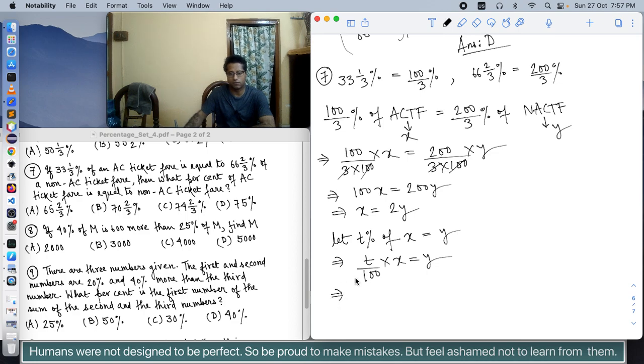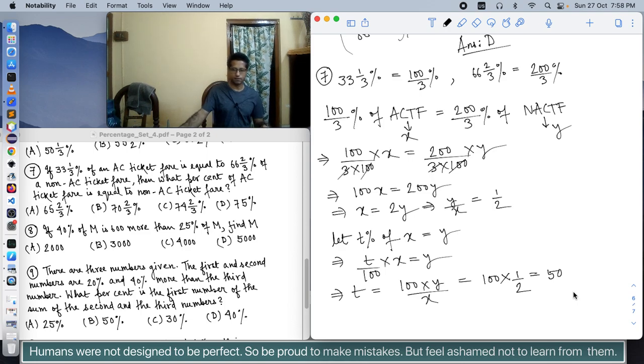So this implies we have to find T. T is equal to 100 multiplied by y by x. So we just need the value of y by x, and from x equals 2y, we can say that y by x is equal to 1 by 2. So T will be equal to 100 multiplied by 1 by 2, which is equal to 50. So 50% of AC ticket fare should be equal to non-AC ticket fare.